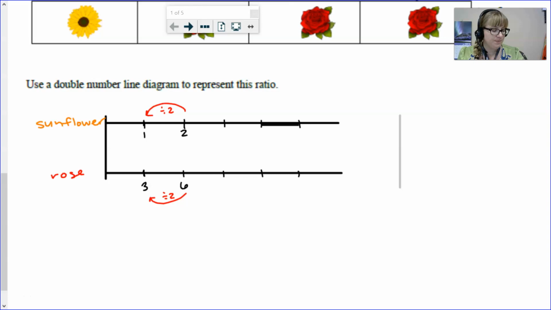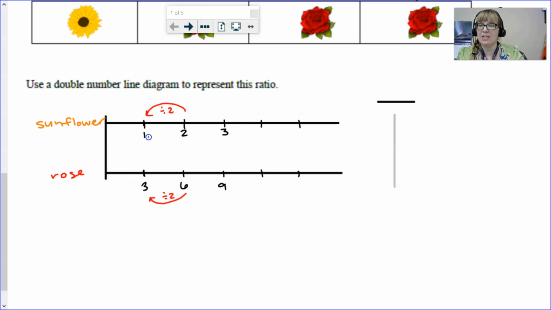Let's do one more. Noticing that in the sunflower number line, I'm counting by ones. 1, 2. It makes sense that this next one would be 3. And in the rose number line, I'm counting by 3, 6. So the next one would be 9. That means that the ratio of 3 sunflowers to 9 roses would be the same as the ratio 2 sunflowers to 6 roses. If you have extra hash marks on your double number line, pause the video until they are all filled out.